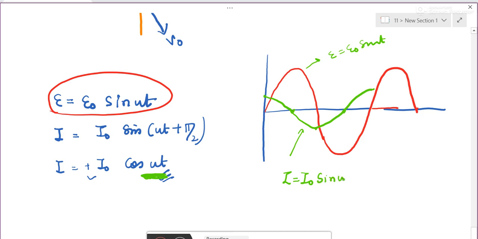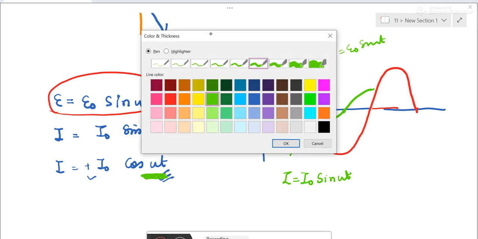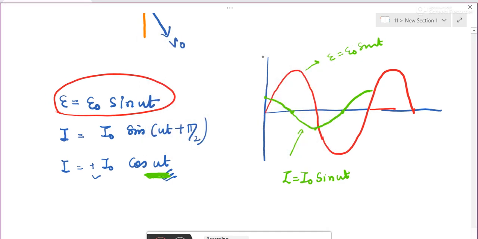But then be very careful about the labeling. So many things are left in the graph to be labeled. This is your I naught. This is your E naught. Then minus I naught, minus E naught, then 0, and this is pi by 2 angle, then pi. So all these things are to be kept in mind.